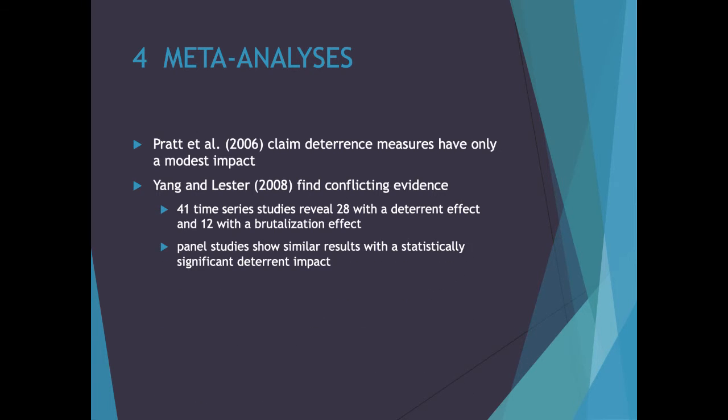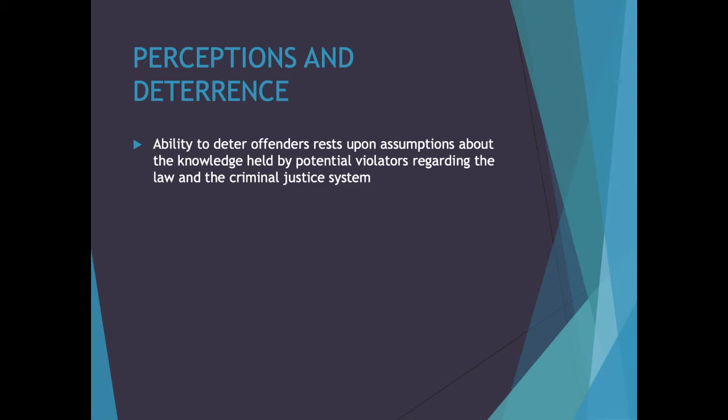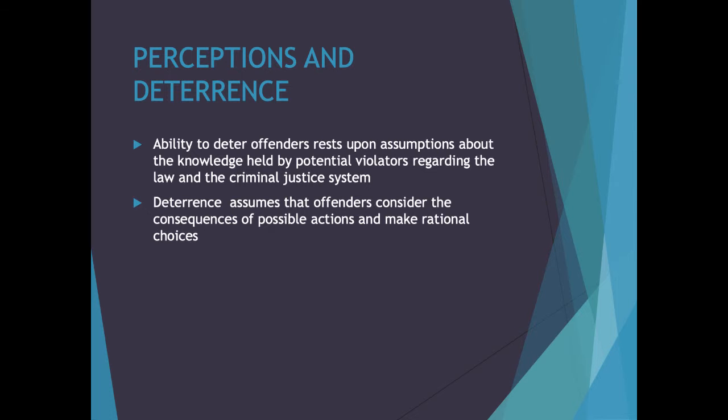And the panel studies show similar results with a statistically significant deterrent impact. The cross-sectional single execution and plebiscite studies provide no conclusive results. All right, perceptions and deterrence. The ability to deter offenders rests upon the assumptions about the knowledge held by potential violators regarding the law and the criminal justice system, which makes sense when you think about it, because deterrence assumes that the offender considers the consequences and possible actions of their choices, and they make rational choices because of that.